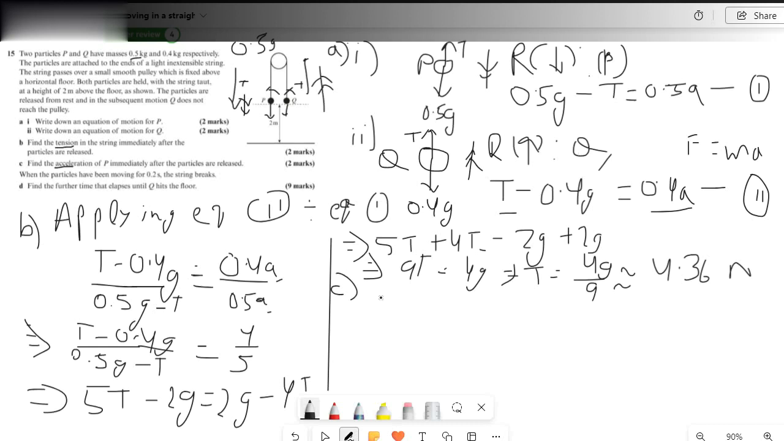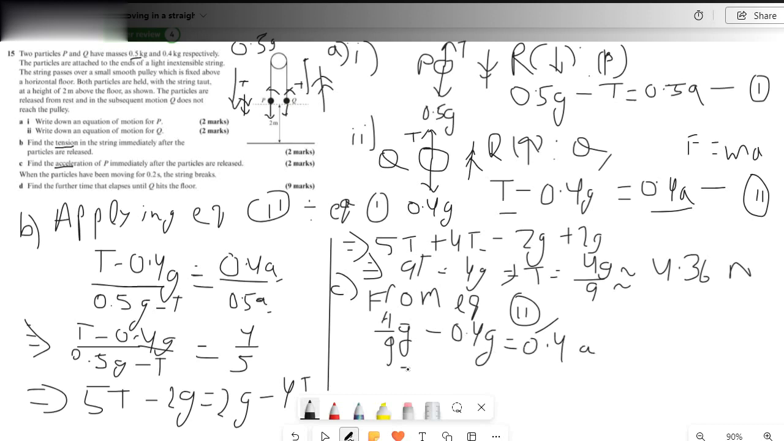So either from equation 1 or 2, we can say from equation 2, T minus 0.4 G, with T being 4 by 9 G, so 4 by 9 G subtracted with 0.4 G is equal to 0.4 A, just substituting the value of T. Therefore, acceleration is equal to 4 by 9 G minus 0.4 G, whole divided by 0.4, and so the acceleration is equal to 1 by 9 G meters per second squared. And this is our answer.